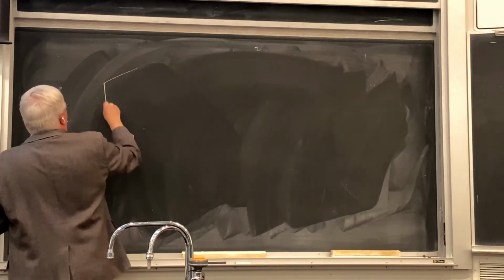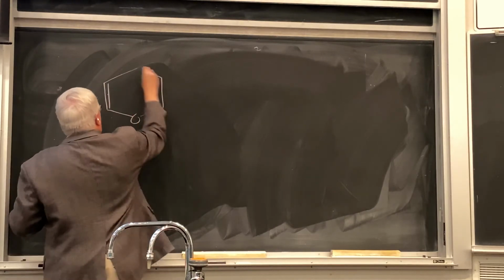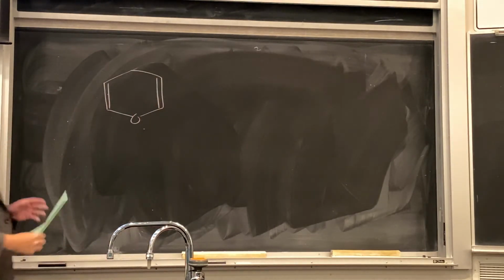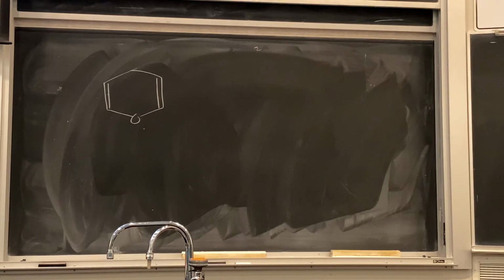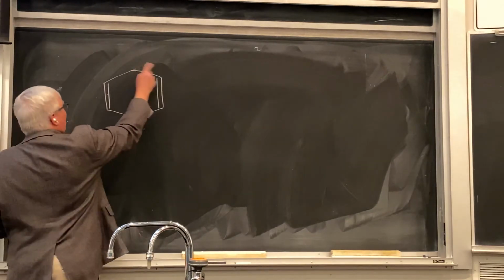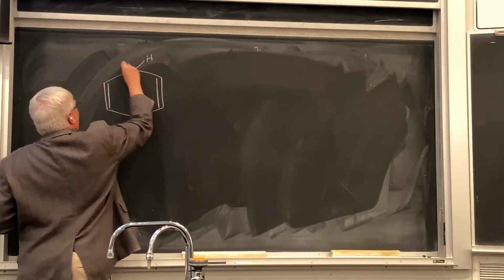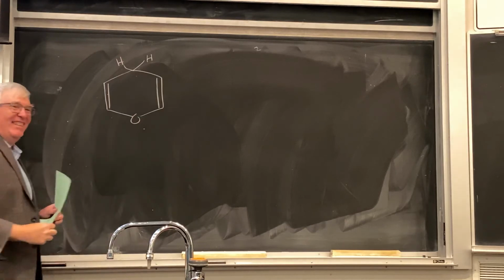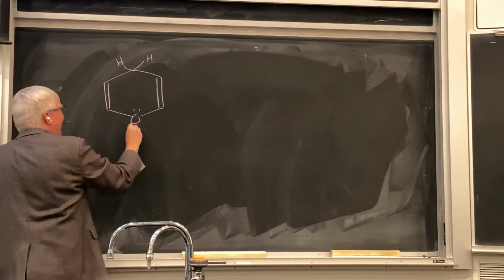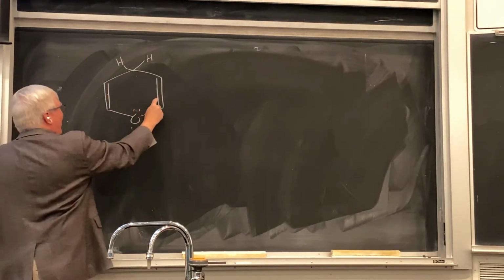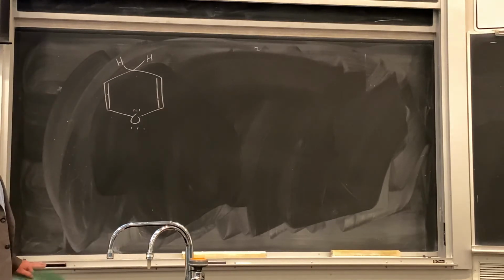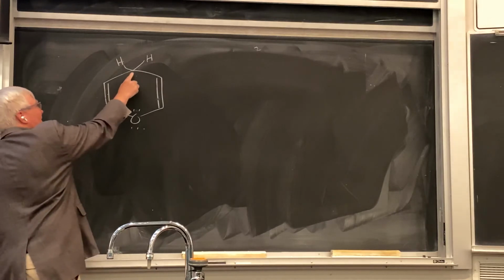How about this structure? Here's a pyran-type structure. Is that aromatic or not? Well, it's got a CH2 up here. Hopefully my drawing is good enough to see. We got lone pairs here. 1, 2, 3, 4, 5, 6. That fits the Huckel rule, doesn't it? What's the violation here? It's not continuous, okay?